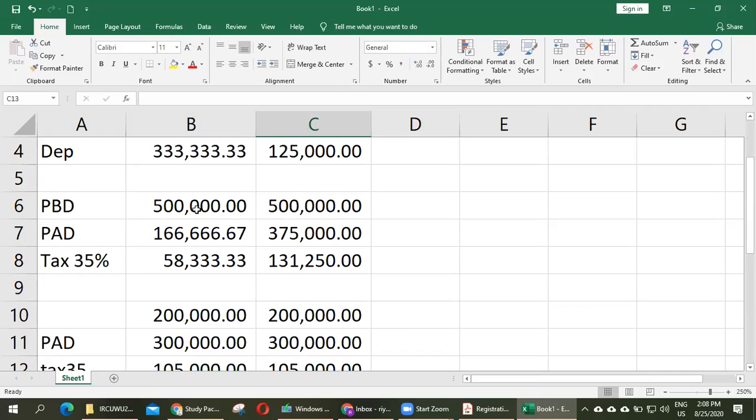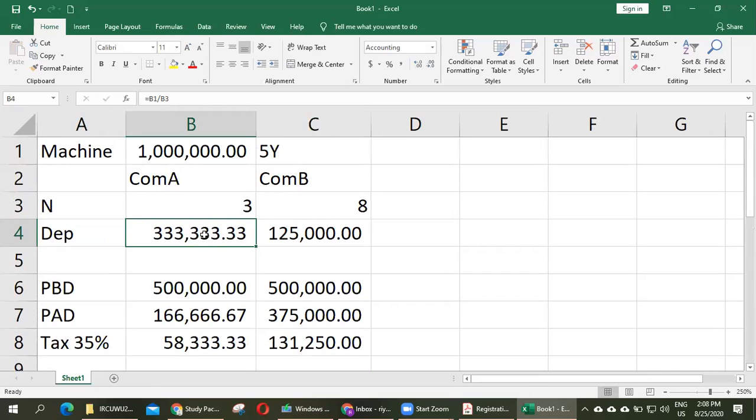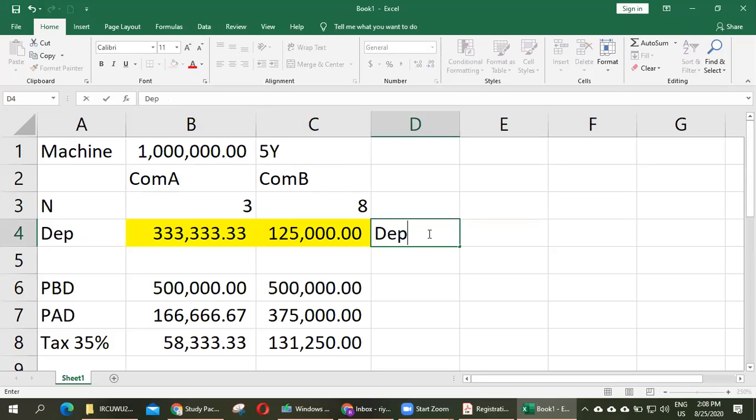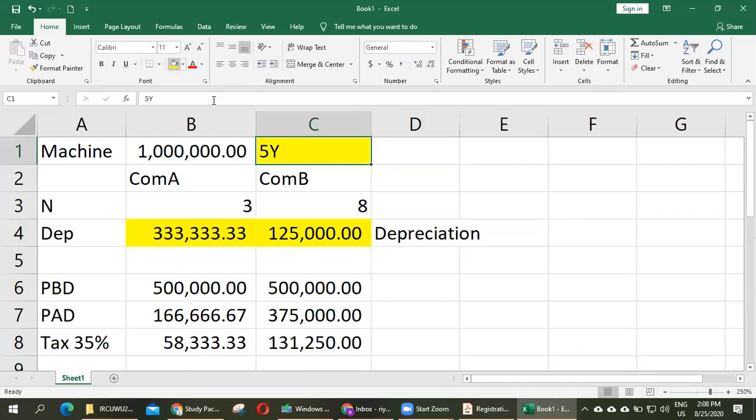We have calculated this depreciation according to the policy of the company, according to the rules of the policy of the company. This is called depreciation in accounting. This 5 year rate is introduced by whom? The company or the government? Who has set this 5 years? The government, right?